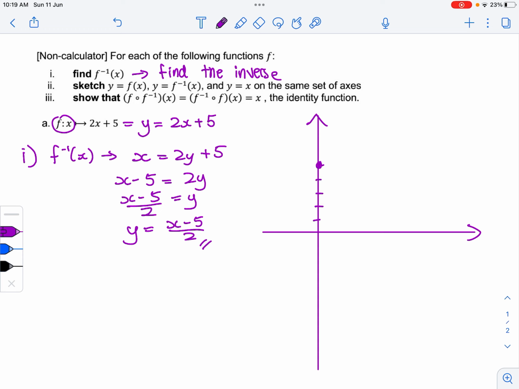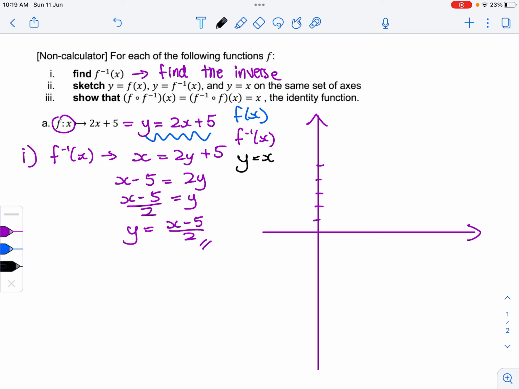And so let me use another color. You can use blue for this. So blue for f of x, then purple for f inverse of x, and then black for y equals x. Because if you take a look at number 2, it says we need to sketch f of x, we need to sketch f inverse of x, and we need to sketch y equals x.